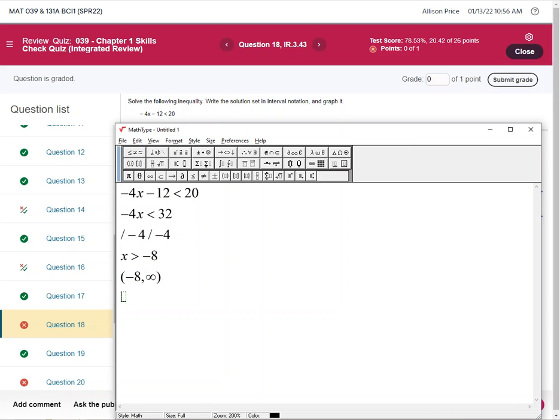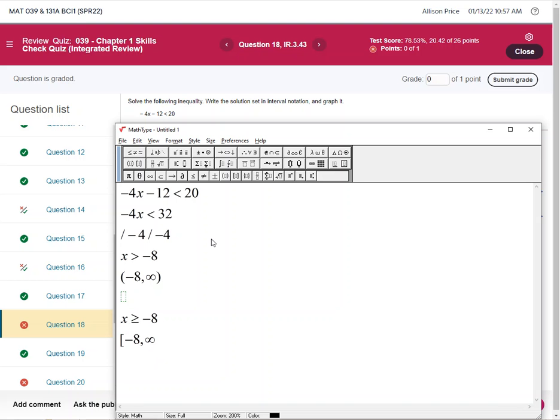Now, this inequality was a strict inequality, as in it did not include an equal sign. If you did another question and it did have the equal sign, for example, if my answer had come out as x greater than or equal to negative 8, that would slightly change the way the interval looks. If I want to make this an inclusive interval where I include the negative 8, instead of using a parenthesis, which excludes that value, just like this inequality symbol excludes it because it has to be strictly larger, I would use a bracket. So I would write bracket negative 8 comma infinity.